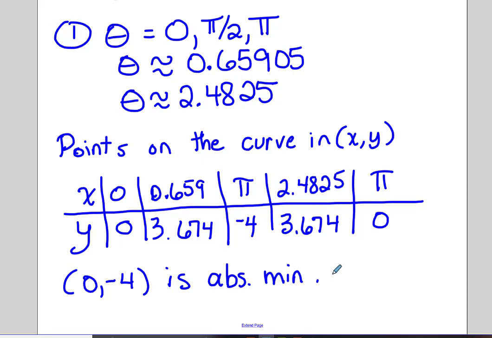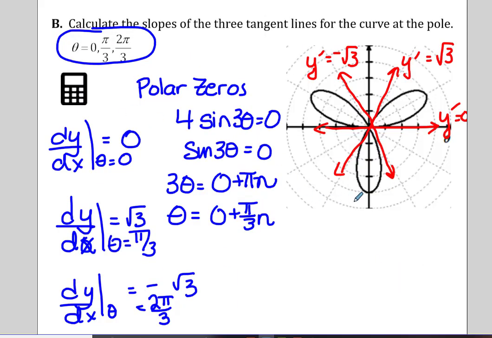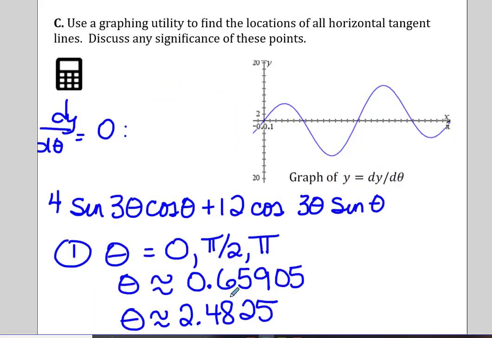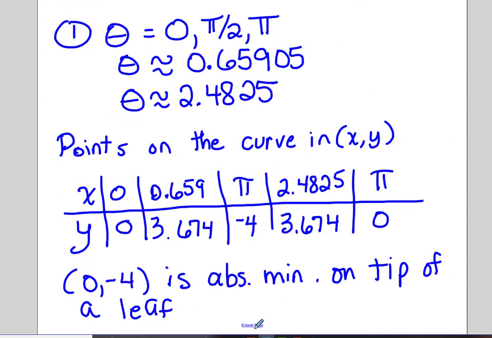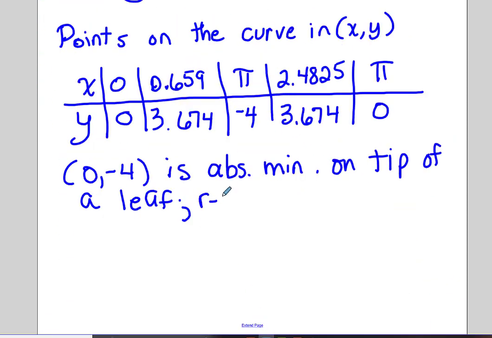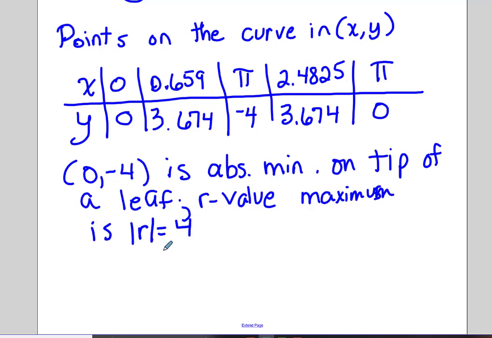That's an absolute minimum, and that's going to be on the tip of a leaf. If you go back and look at the graph, back to our picture, so 0, -4. The R value maximum is going to be 4 there. You can see that R value maximum is a 4. So just further analyzing, the R value maximum is the absolute value of the radius, which is 4.